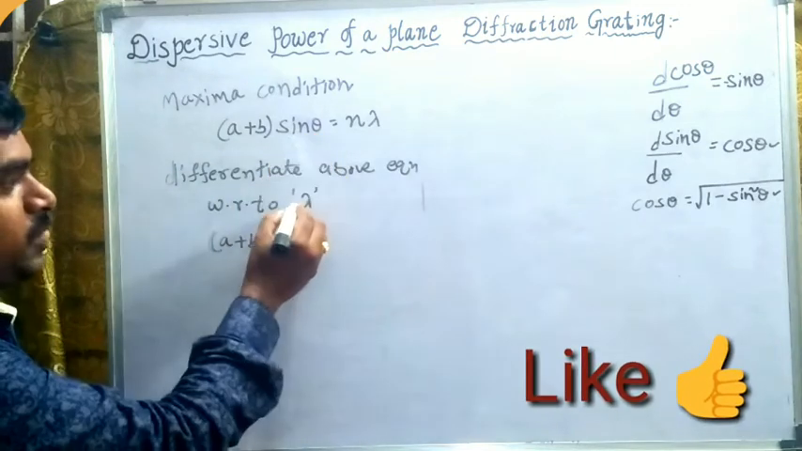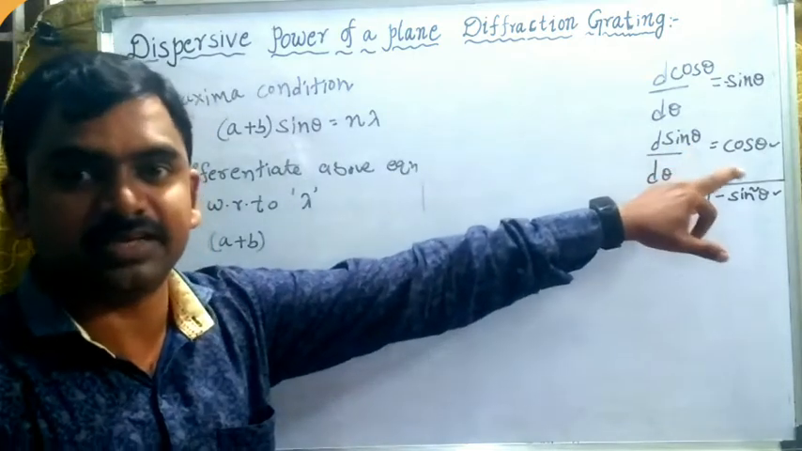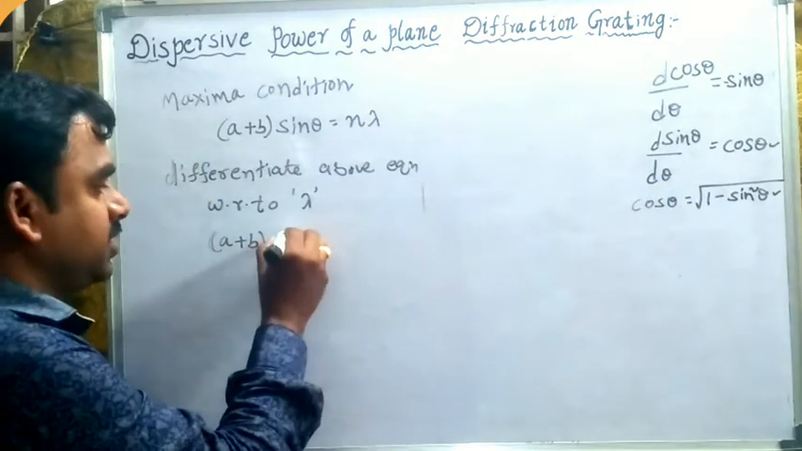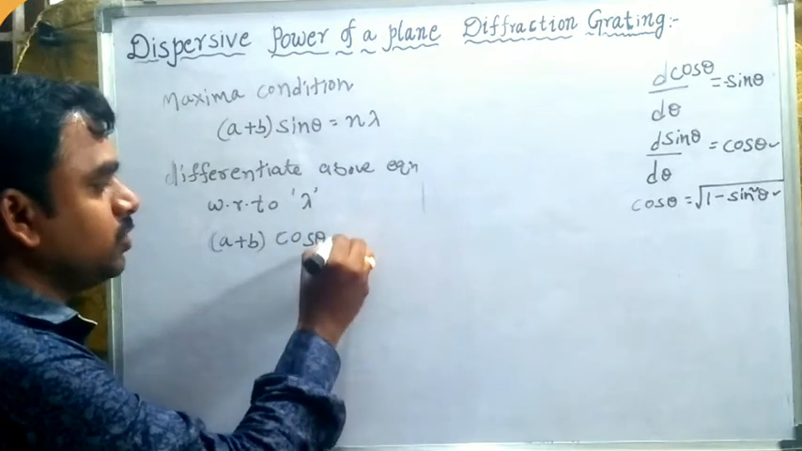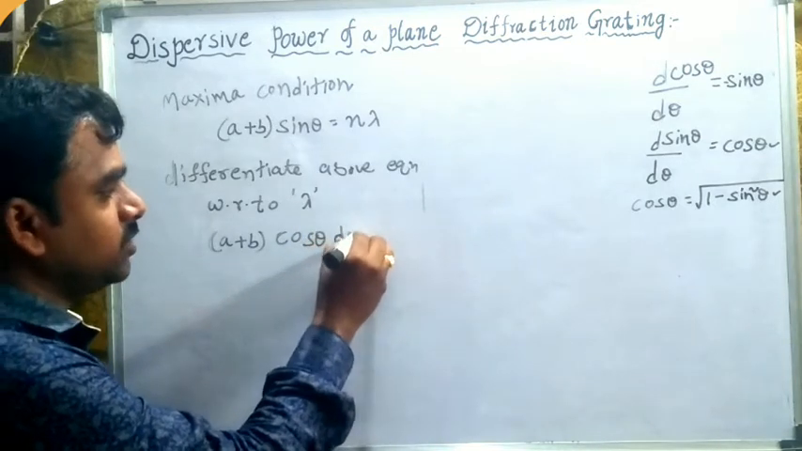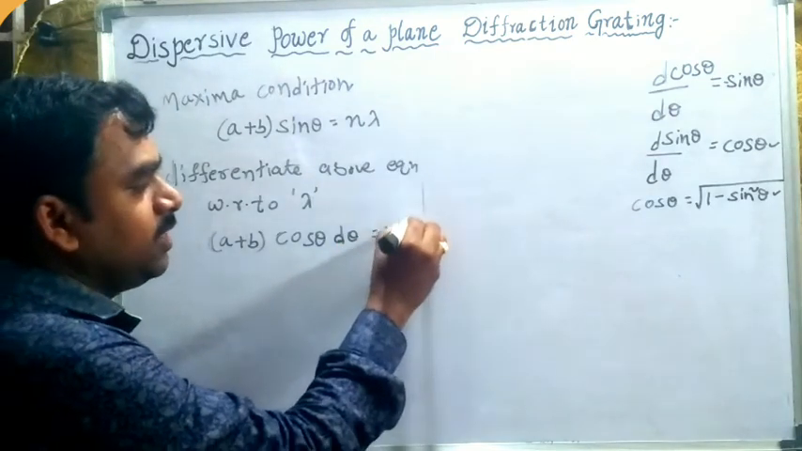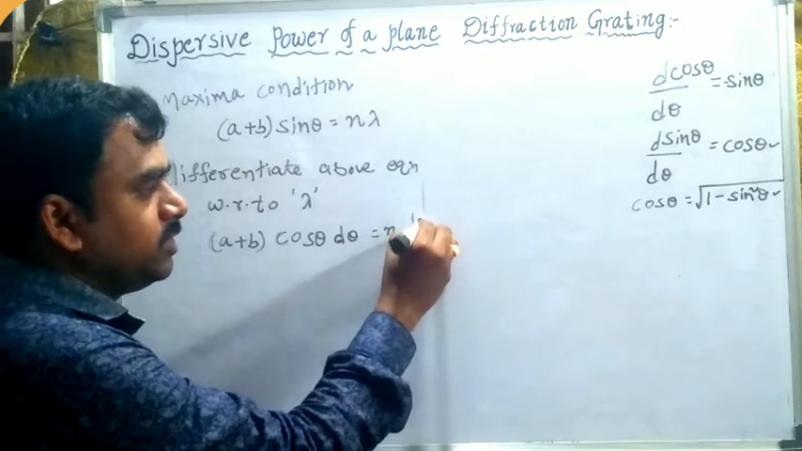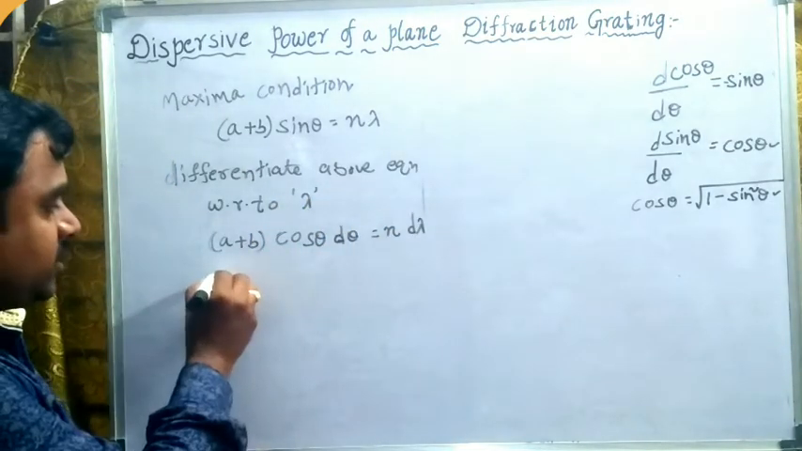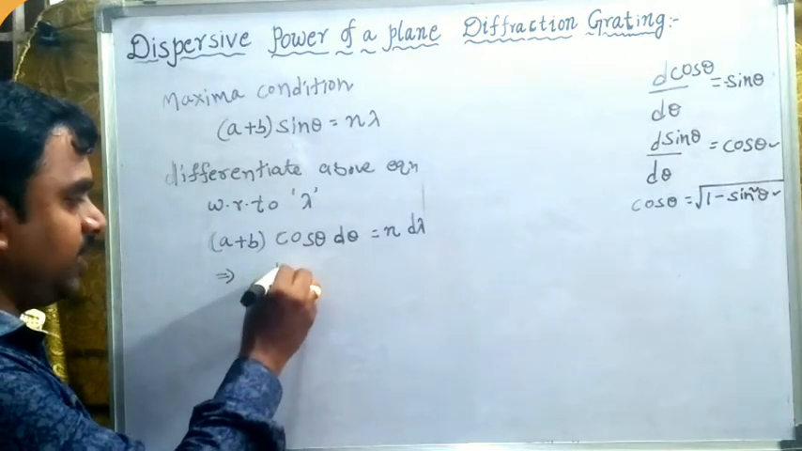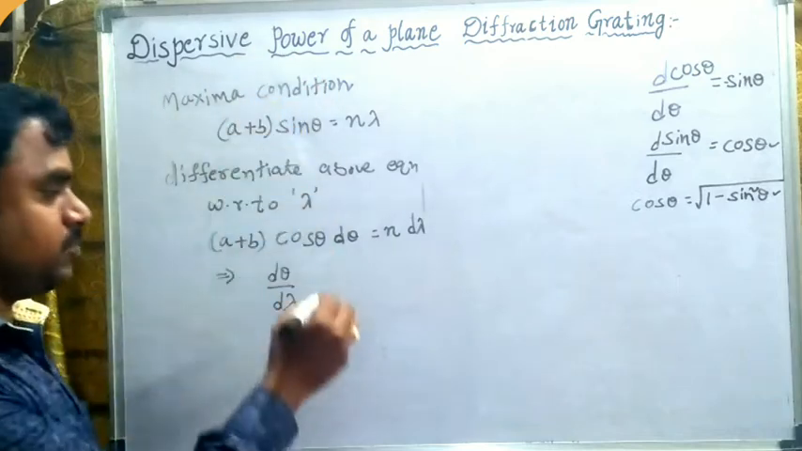And with respect to lambda, we are differentiating. That means d by d theta of sin theta is cos theta. So cos theta d theta equals n d lambda, if we are doing the differentiation. So what is our formula? d theta by d lambda is called the dispersive power.